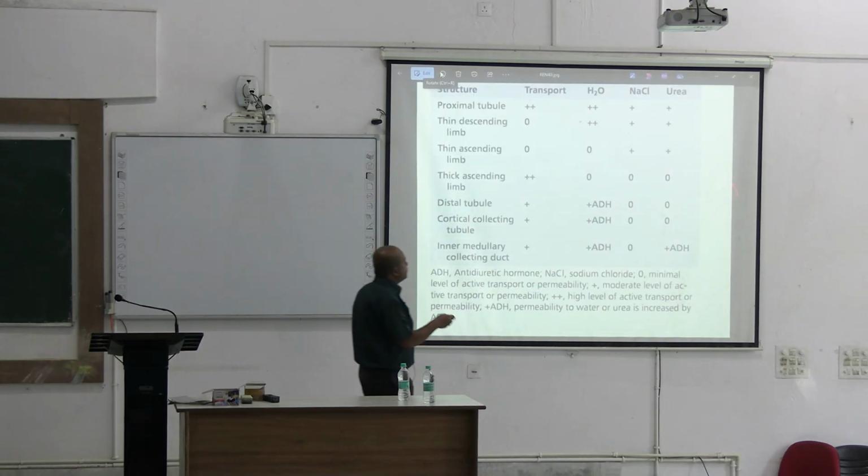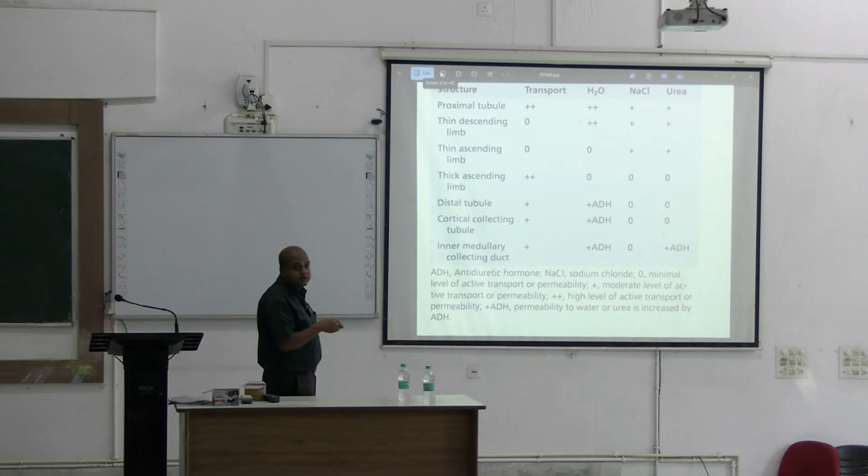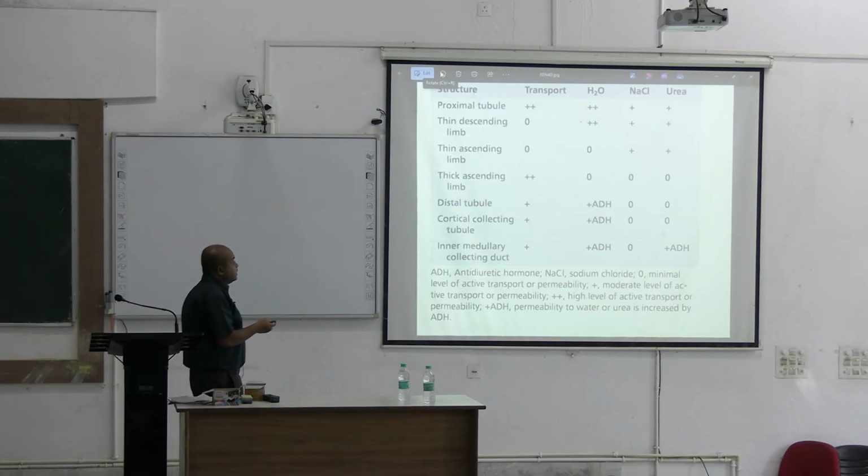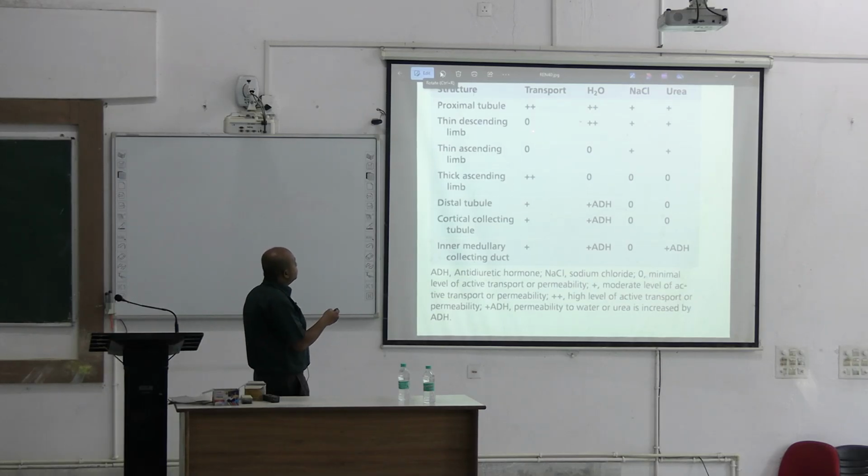This is again from a very standard textbook. This will be required again as we go on into the discussion and our understanding of the counter current mechanism, in which portions of the tubules, what are the characteristics of reabsorption. You see the proximal tubule, plus means transport, active transport. So active transport of NaCl, sodium chloride, occurs. Here they have shown it, 0 means it does not occur.